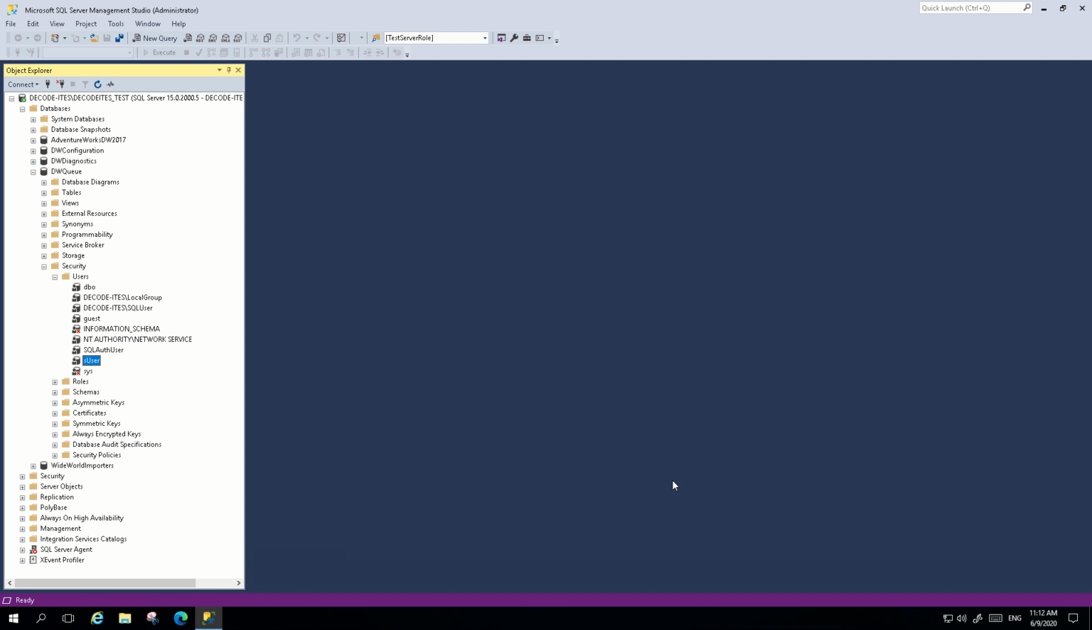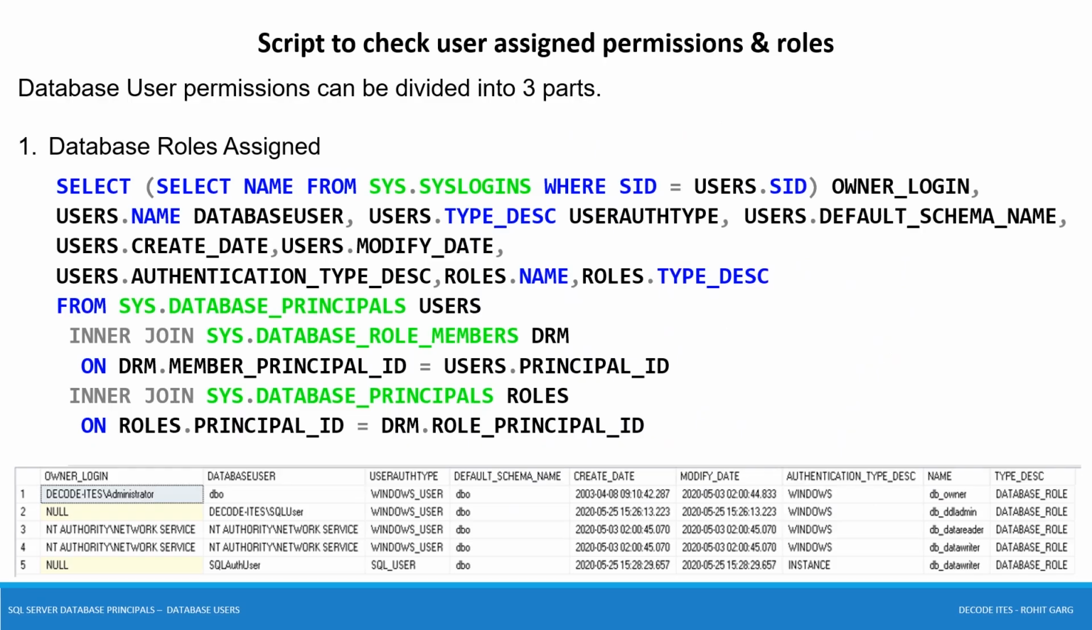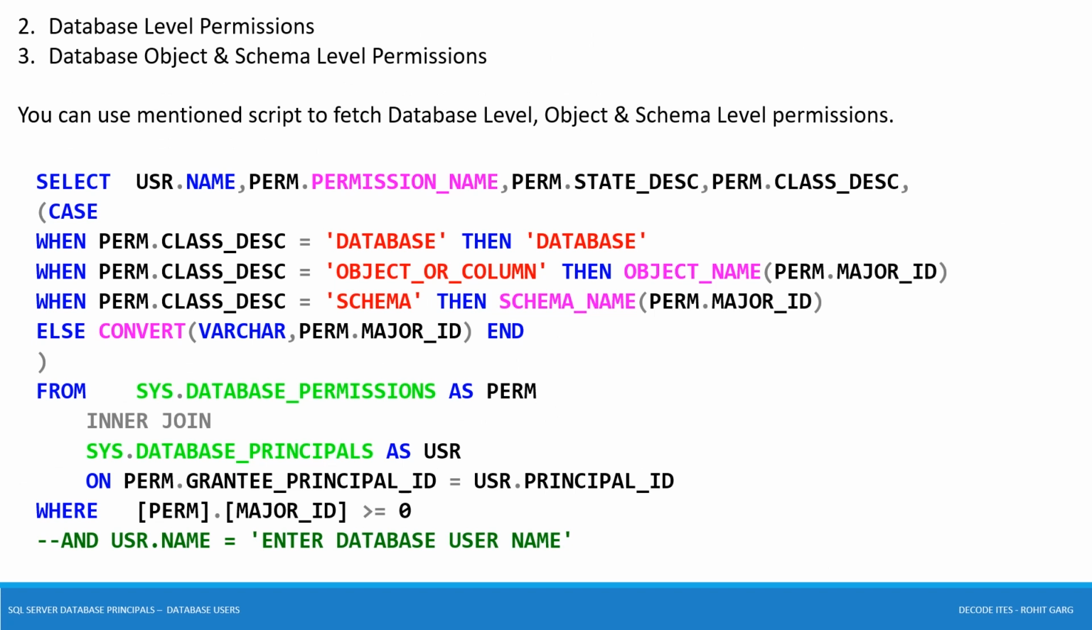Let's move to the presentation for next slide. Script to check user assigned permissions and roles. Database user permissions can be divided into three parts. The first is database roles assigned. You can use this particular query to list down all the roles assigned to database users of particular database. Other two types of database user permissions are database level permissions and database object and schema level permissions. You can use mentioned script to fetch database level, object level, and schema level principals.